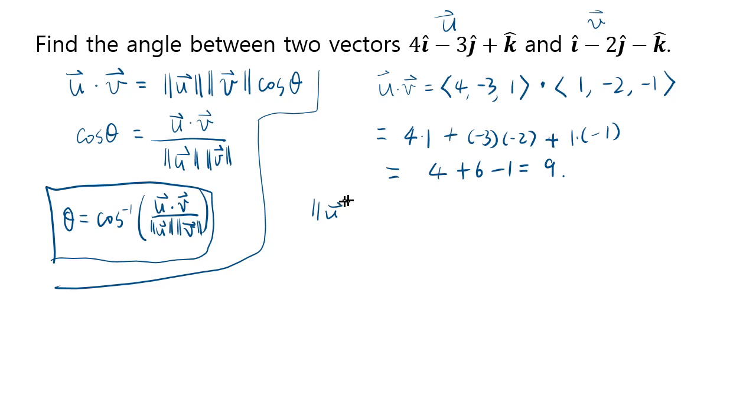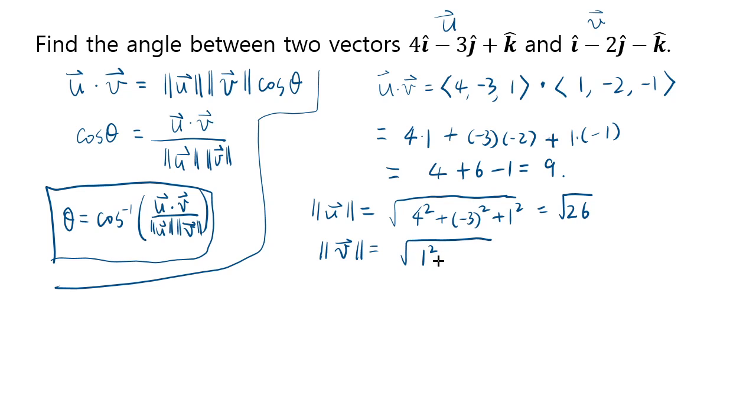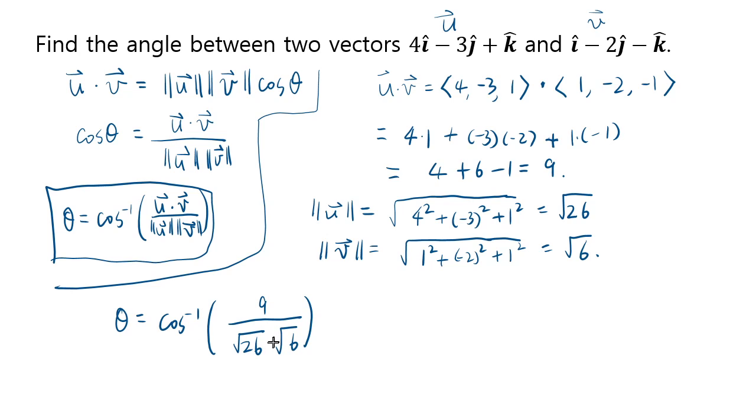Now the norm of u is the norm of this vector, so it's the square root of 4 squared plus negative 3 squared plus 1 squared, and that's 16 plus 9 plus 1, which is the square root of 26. The norm of v would be the square root of 1 squared plus negative 2 squared plus negative 1 squared, and that's equal to the square root of 6. And therefore, theta is equal to cosine inverse of 9 divided by the square root of 26 times the square root of 6. And because this is not any of the special values of special angles, we need to use a calculator.